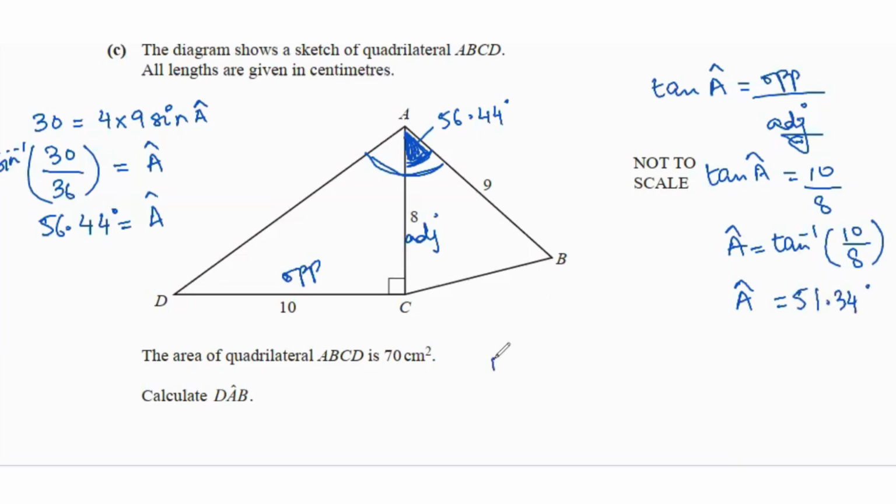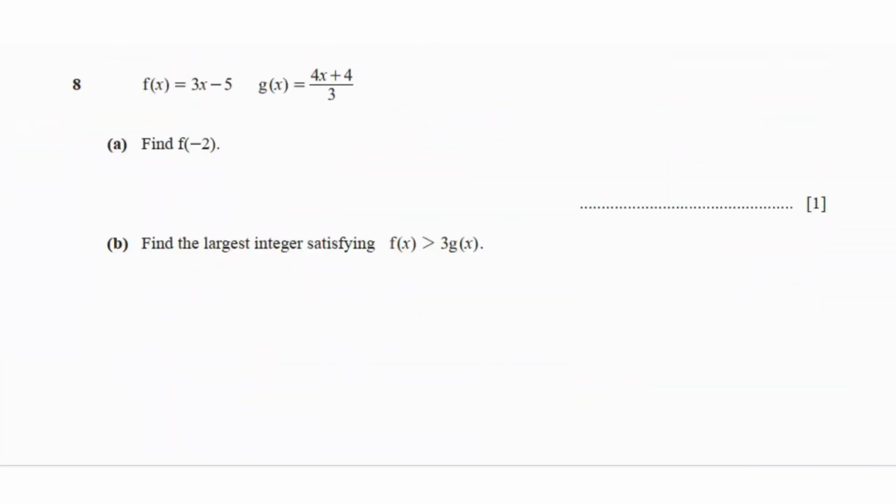So that means the total angle DAB, which is going to be the sum of both these angles, is going to be 56.44 plus 51.34, 107.78 degrees. Question 8 says we have two functions and they want us to find f of -2 first.